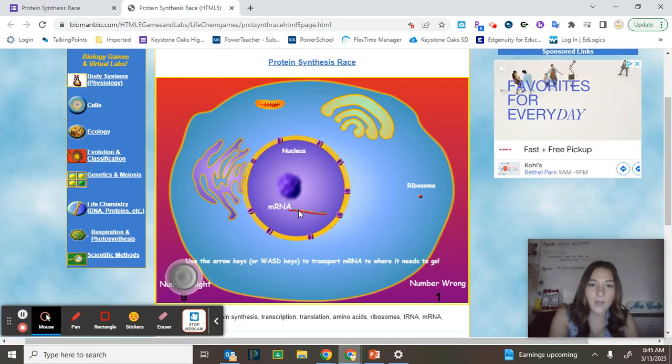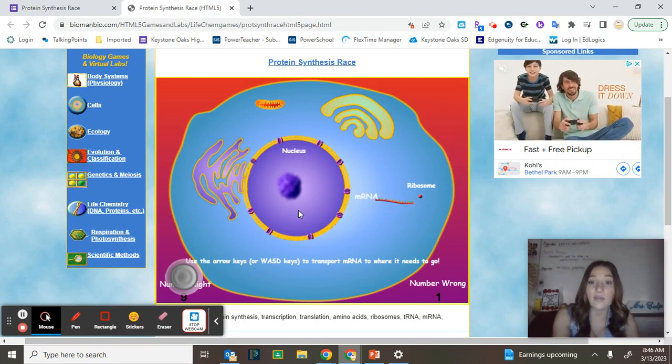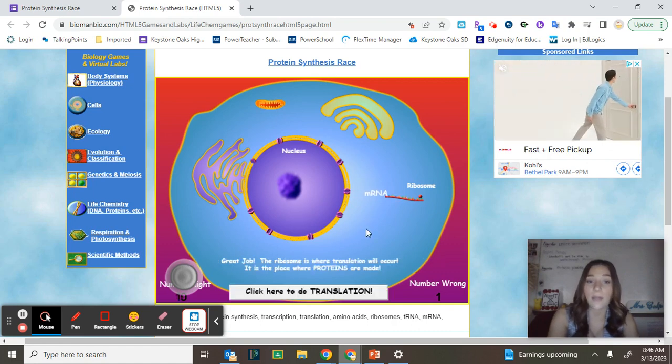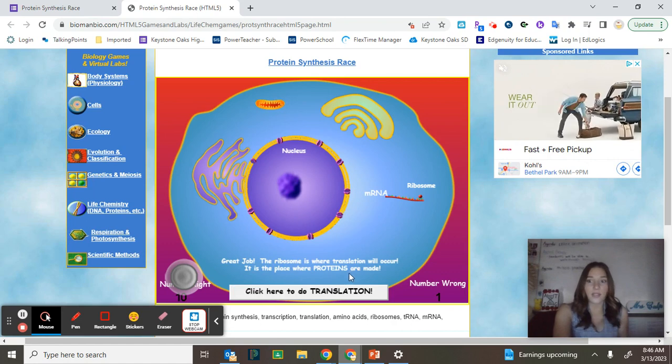Now it asks us to move the mRNA to where it needs to go. So if you look at these little holes, they're called pores in our nuclear envelope. And we can have the mRNA leave through those little holes, those pores, and go to the ribosome. The ribosome is where translation will occur because that's where proteins are made.